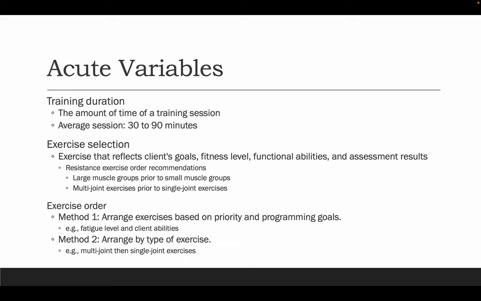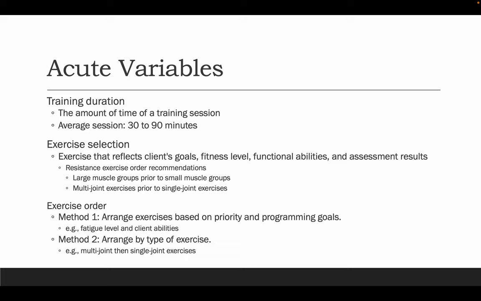Like it says here, there are two different types of methods. Method one is arranging them based on priority and what your goals are. They give you the example of a fatigue level and a client's ability. So you might pick an exercise order that helps them not fatigue out too quickly early on, and later, as they get closer to the end, they can fatigue out.